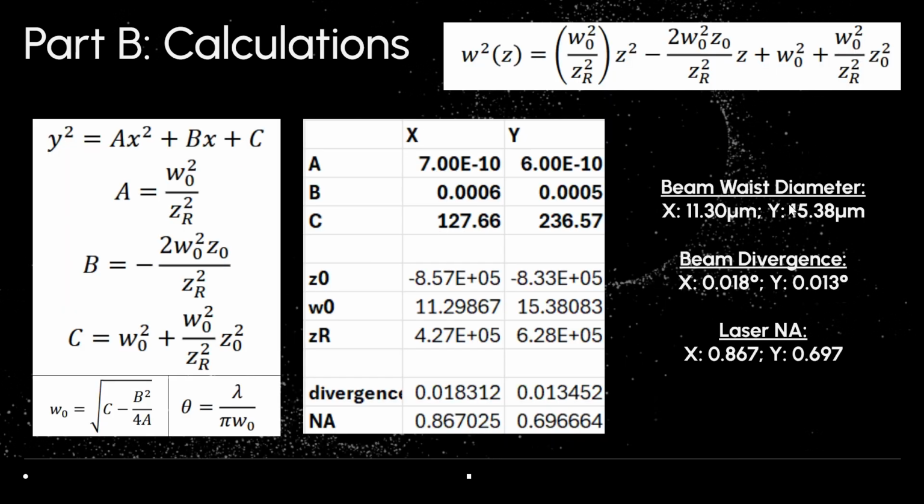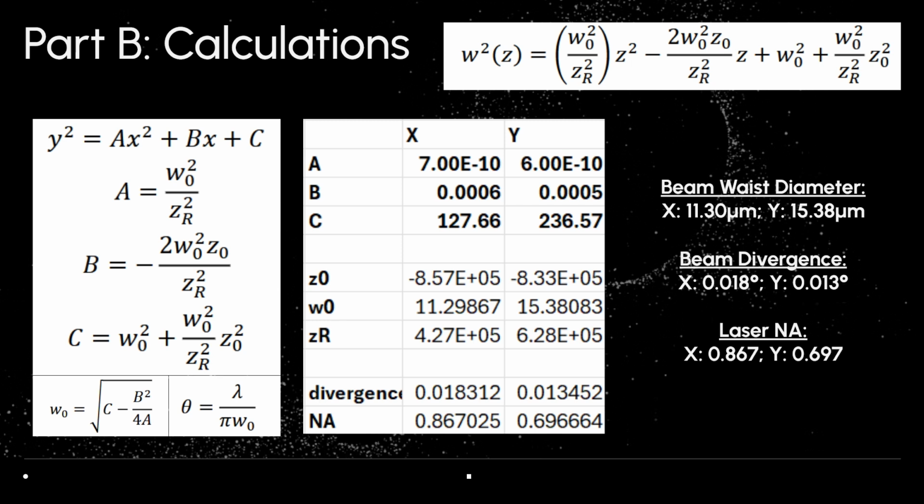Then we took those two best fit lines and applied our quadratic expansion as detailed in the procedure to each of our A, B, and C values in the previous best fit lines, and used those to derive calculations for beam waist diameter, divergence, and numerical aperture.